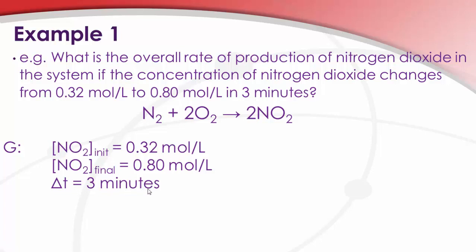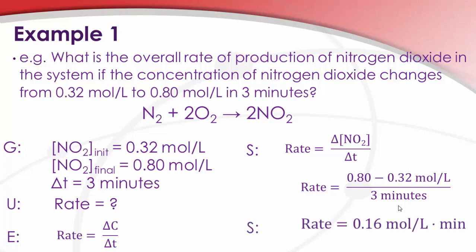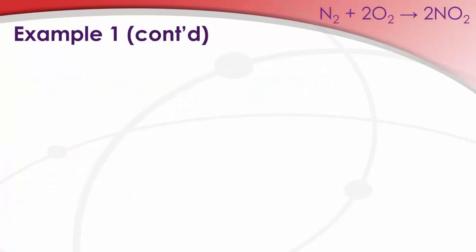So this is really a pretty simple calculation as long as we keep in mind that we need the change in concentration over the change in time. So we can then lay out our equation. The change in concentration of nitrogen dioxide is just 0.8 moles per liter minus 0.32 moles per liter. And of course, delta T is 3 minutes. And plugging this into a calculator, we get a rate of 0.16 moles per liter per minute. Don't forget units. The units are important in rates. Okay. So that's very interesting.